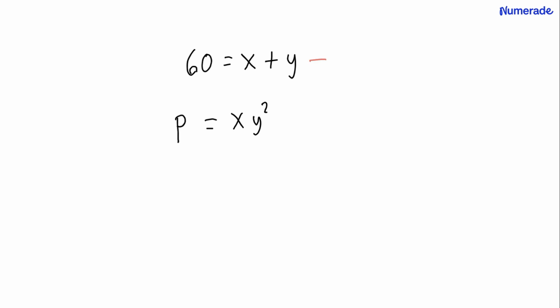Now, we have a constraint here that tells us what x and y have to be related to each other. So let's solve this for one of the variables. It doesn't matter which we choose. I'm going to say y is equal to 60 minus x, and then I'm going to plug that in here. So we have x times y, which is x times (60 minus x) squared.